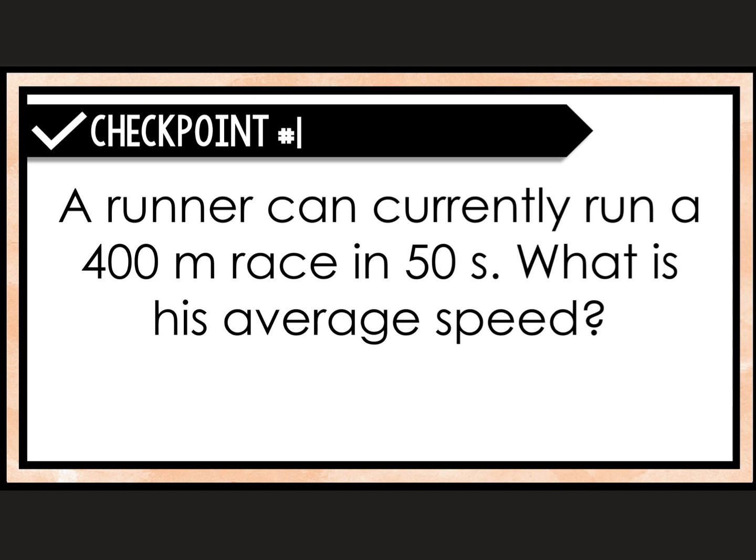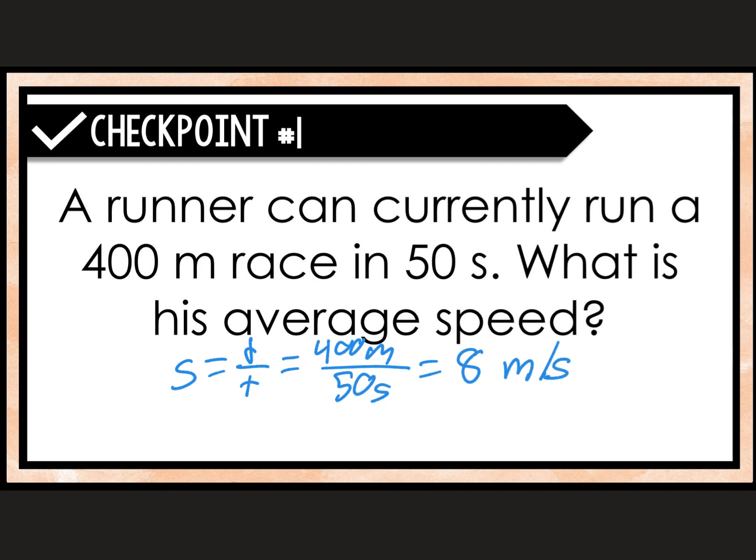Let's look at an example. A runner can currently run a 400-meter race in 50 seconds. What is his average speed? We know that average speed is calculated by S equals D over T. D is the distance, in this case 400 meters, and T is the time, in this case 50 seconds. 400 divided by 50 is 8, and then we keep the units. So we have 8 meters per second.